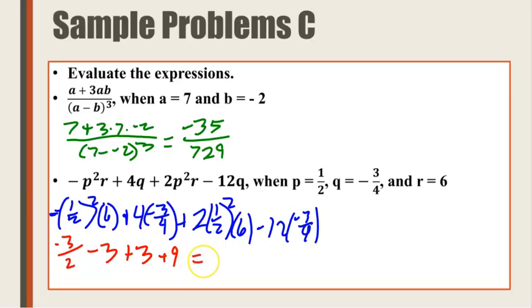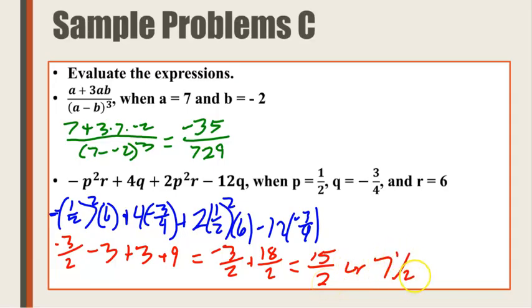So now the 3's, negative 3 plus 3 is 0. So now I have negative 3/2. And I'm going to change 9 into halves, so that's plus 18/2, because 18 divided by 2 is 9. And 18 minus 3 is 15. Divided by 2 is still 15/2. Or you can say 7 1/2, or as a decimal, it would be 7.5.